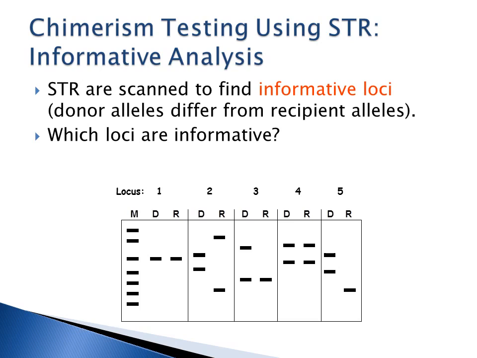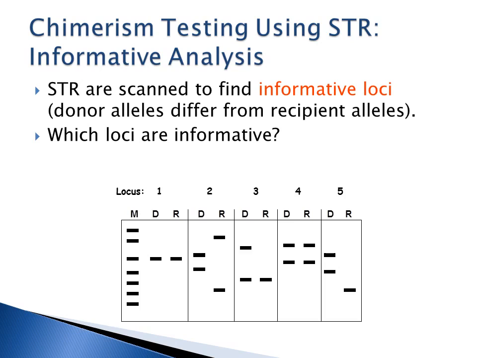So in the informative analysis, your short tandem repeats are scanned to find informative loci. So what you want to do is find donor alleles that differ from the recipient alleles. So those are considered your informative loci. You wouldn't want to find alleles from the donor and the recipient that are identical, because then you're not going to be able to determine after the transplant what's the donor and what's the recipient.